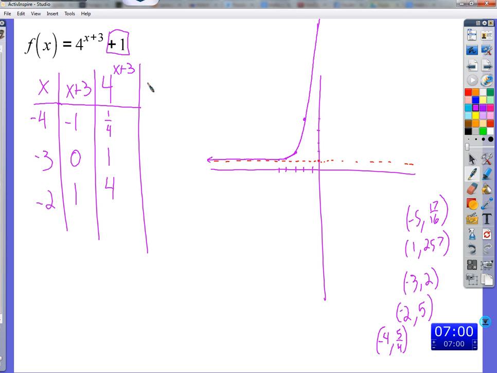Then after we raise 4 to that exponent, we add 1 to the results. So we add 1, we get 1 and a fourth, or 5 fourths. We get plus 1, so we get 2, we get 5. There is our up 1. Everything's going to get 1 added to it. So with exponential functions, when you move them up 1 or down 2 or wherever it moves up and down, it's really helpful to draw that dotted line as your guide to make sure you don't do something like that, because that is not what these functions do.